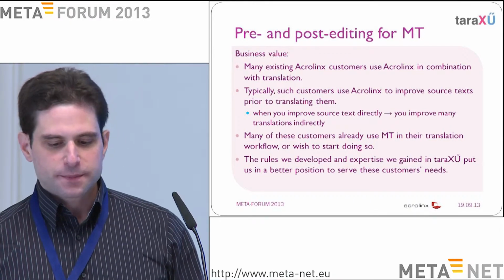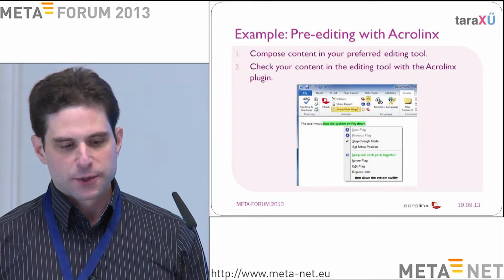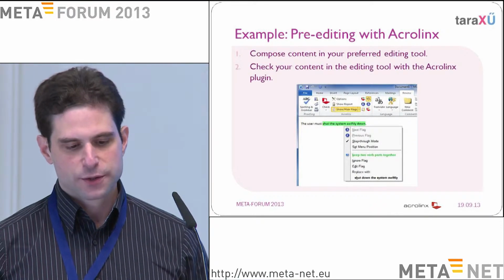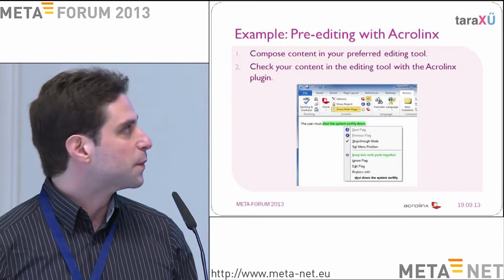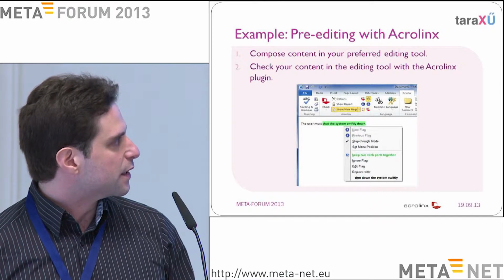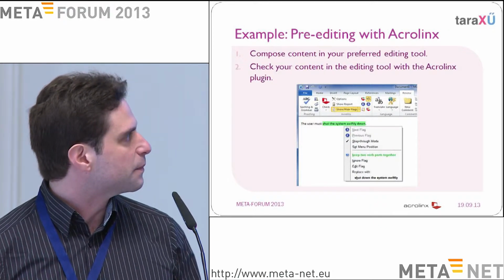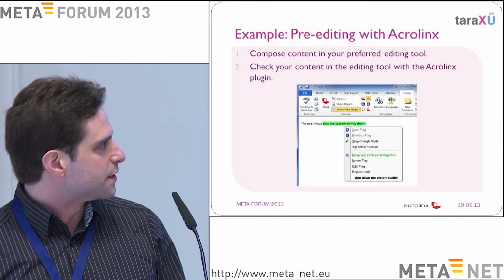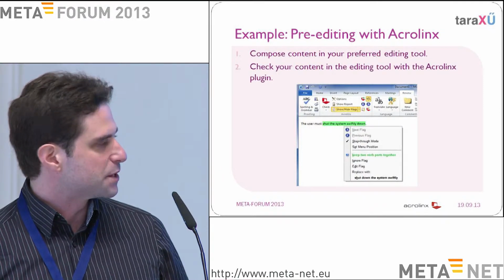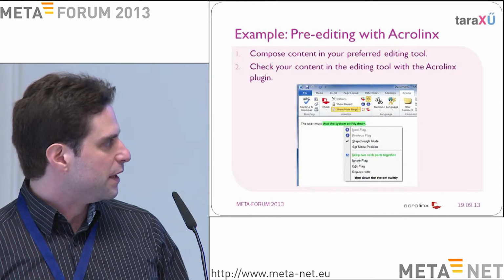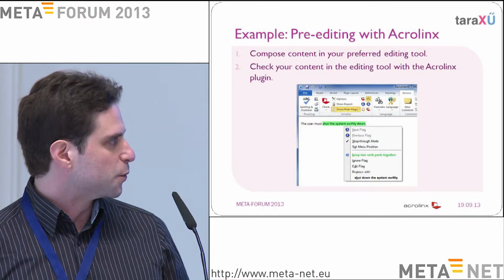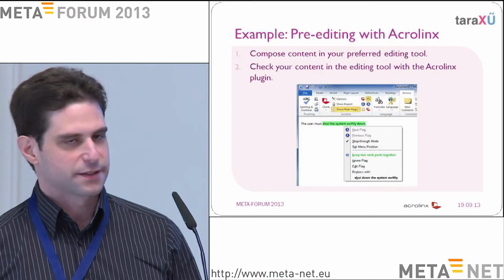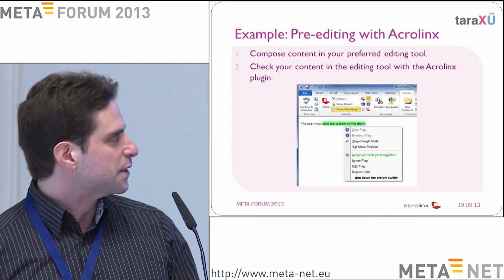So just to make this more concrete, I'm going to go through a pre-editing example. So the first step is you compose your content in your preferred editing tool, and then you check it with Acrolinx directly in the editing tool with the Acrolinx plugin. So you can see the plugin interface in the toolbar. The check button has been clicked here, and the result of the check is that shut the system swiftly down has been flagged. That's the reason for the green highlighting. And then in the context menu, you see the nature of the flag. So the rule that fired was keep two verb parts together. And at the bottom of the menu is the suggested correction. Shut down the system swiftly.